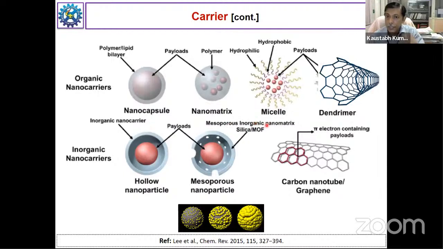Some of the carriers have a balance of hydrophilic and hydrophobic core and shell units, which can enable them to carry the drugs suitable for the target site. So as per the nature of the drugs, whether hydrophilic or hydrophobic, we can make these carriers suitable so that we can load the maximum amount of drug.